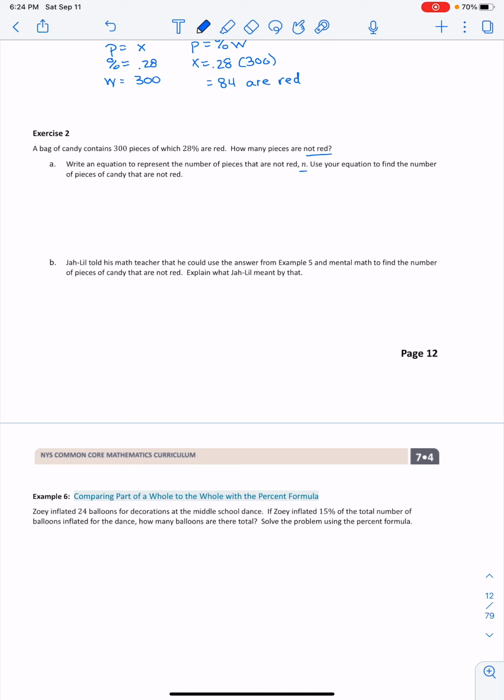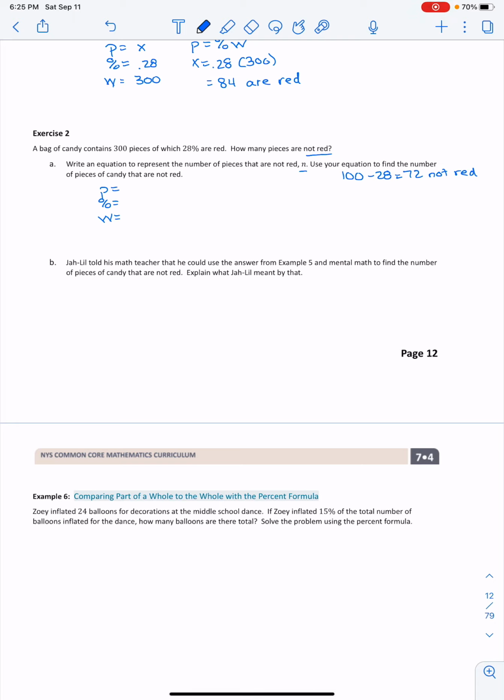Well, if 28% are red, how do we find out the ones that are not? Well, if we look at 100%, we know 28 are red. So if I subtract that from 100, we would have 72 that are not. Okay, so now we've got part, percent, and whole.